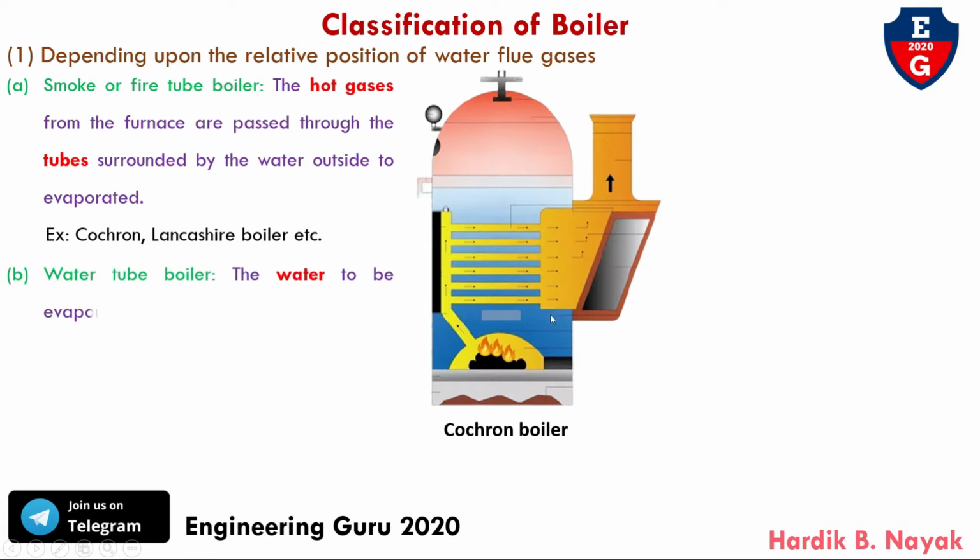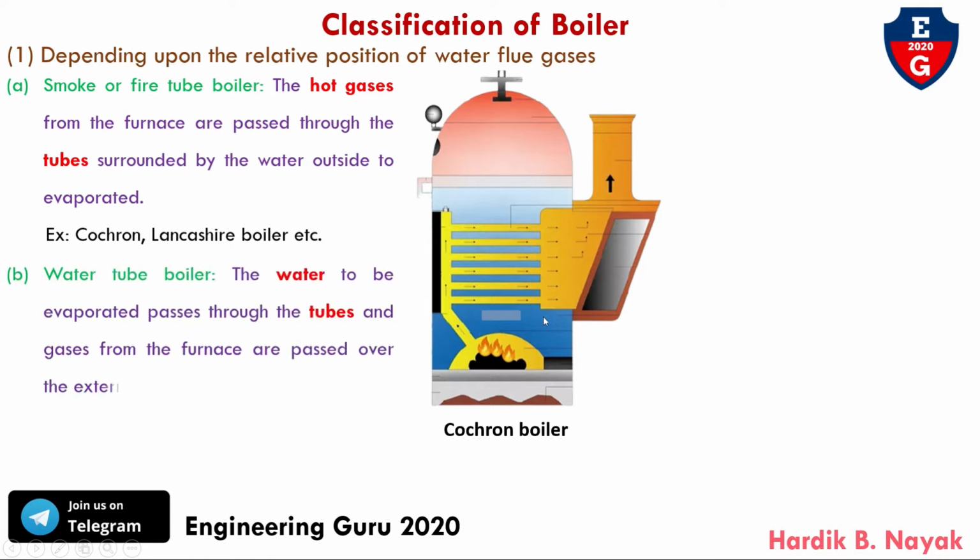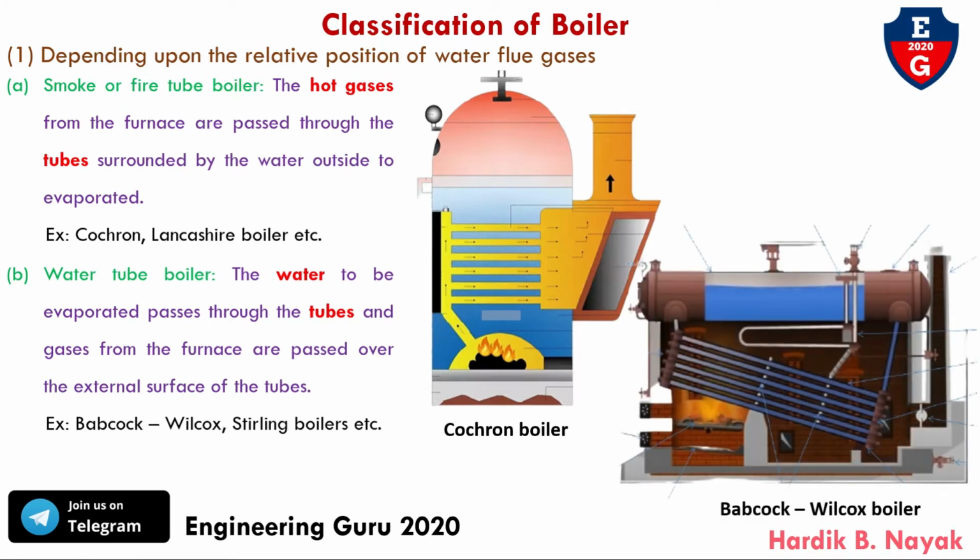Part B, water tube boiler. In this boiler, the water to be evaporated passes through the tubes and the gases from the furnace pass over the external surface of the tubes. Examples, Babcock-Wilcox boiler, Stirling boiler, etc. So in this figure, this is the example of a water tube boiler. So water passes through this tube. So these are the basic differences between the smoke tube and water tube boilers.